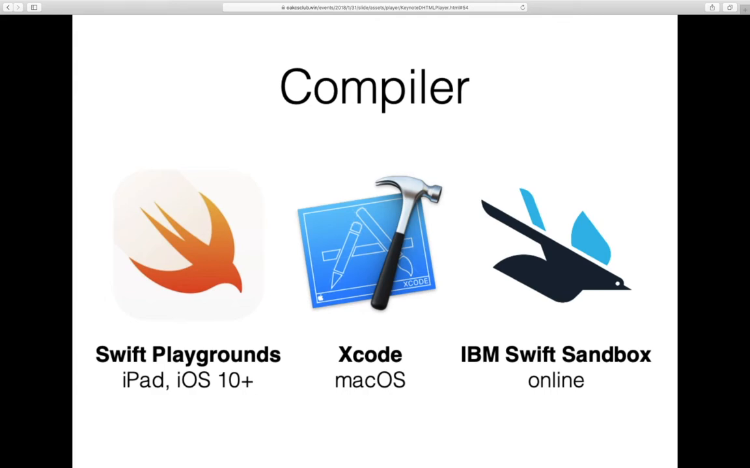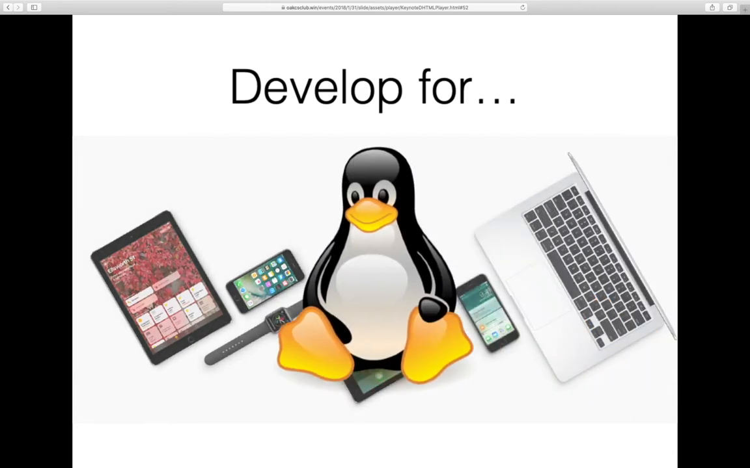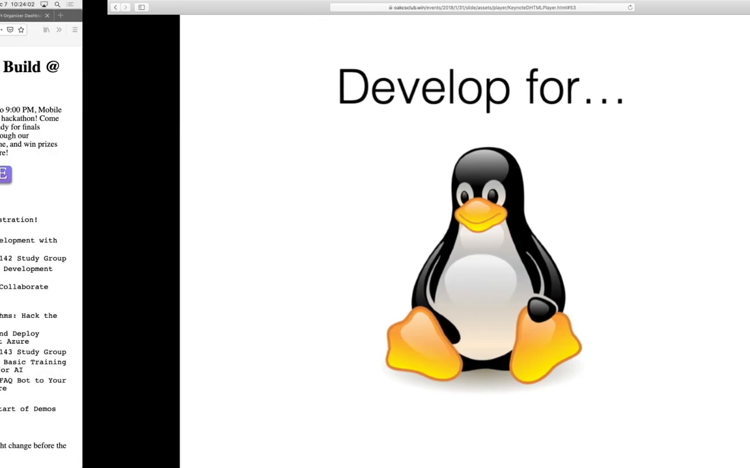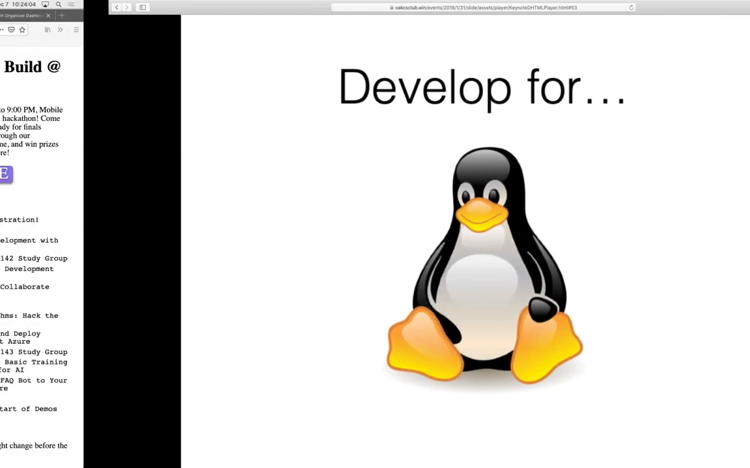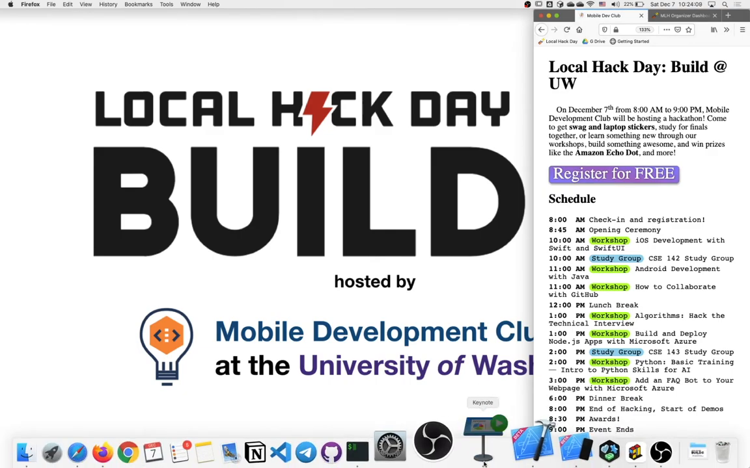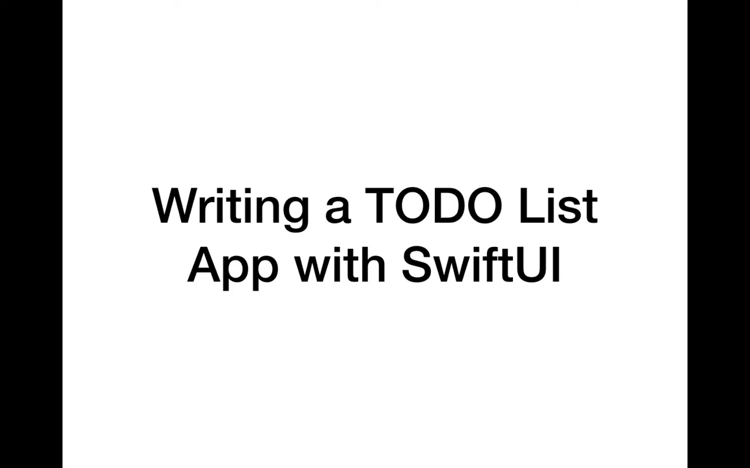All right, so one thing I would like to mention before we move on is Swift on Linux. You can actually have a web server written in Swift. There are many things in native Swift right now, so you should give it a try if you're interested. And now let's move on to the second half of our presentation, where we'll write a to-do list app with SwiftUI.